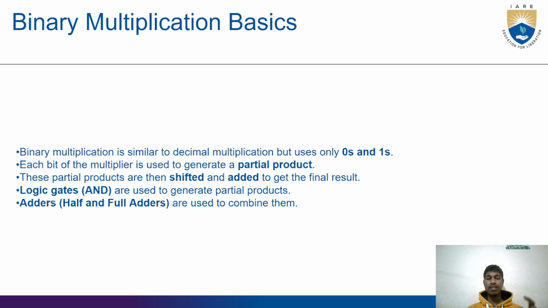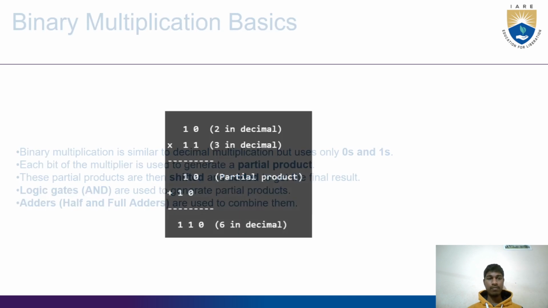Logic gates such as AND are used to generate partial products. In an AND gate, you need two ones in order to get a one, and you need two zeros in order to get a zero. If one number is zero and the other one is one, the product you get is zero, and vice versa. Adders, half and full adders, are used to combine them.